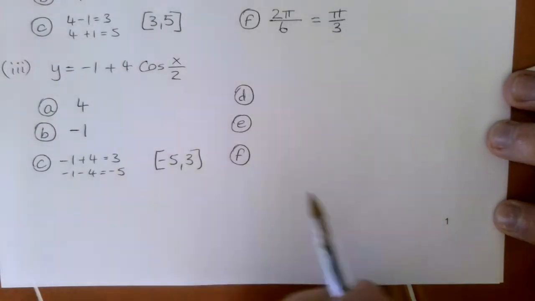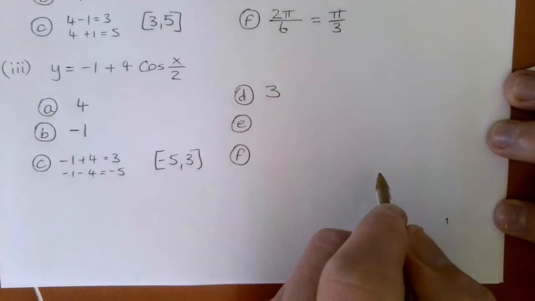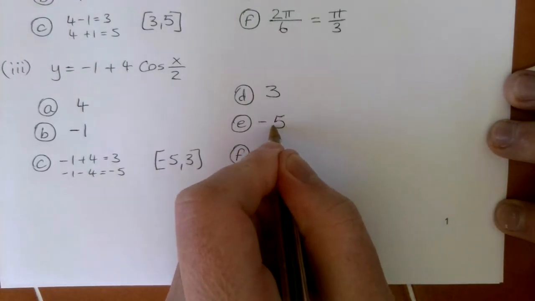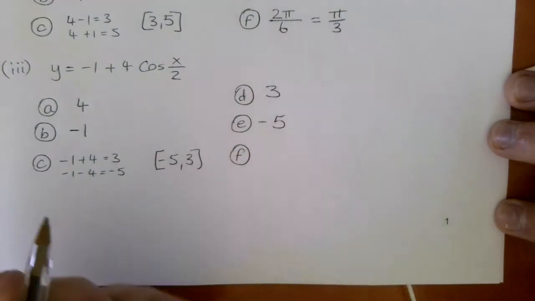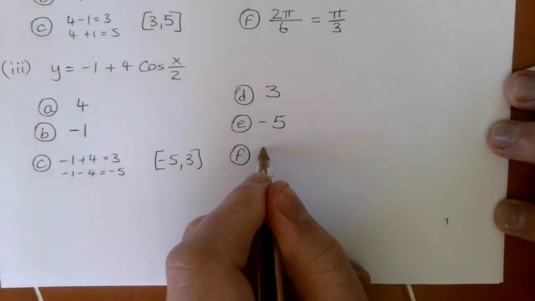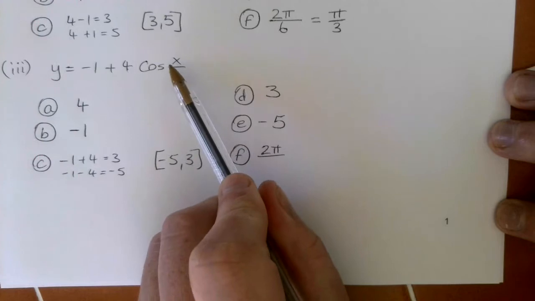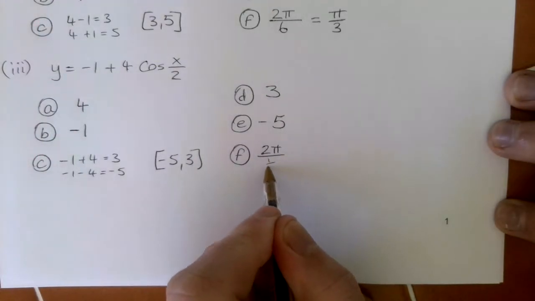And then for the next one, the maximum value is going to be 3, since we know that here already. The minimum value is going to be minus 5. And then this time, the period is going to be 2 pi, and this time instead of dividing by 2, it's going to be divided by whatever number is in front of the x here, which is a half.